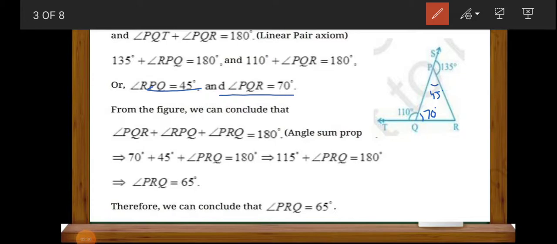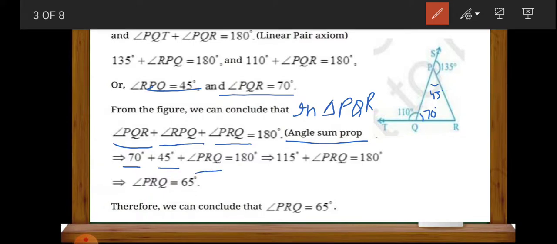Angle RPQ is equal to 45 degrees, and in triangle PQR, by angle sum property, angle PQR plus angle RPQ plus angle PRQ is equal to 180 degrees. The value of angle PQR is 70 degrees, angle RPQ is 45 degrees, plus angle PRQ is equal to 180 degrees. So 115 plus angle PRQ is equal to 180 degrees. So angle PRQ is equal to 65 degrees. Therefore we can conclude that angle PRQ is equal to 65 degrees.